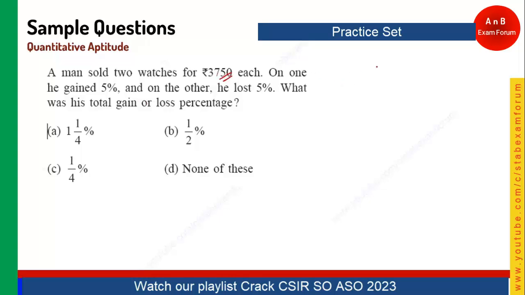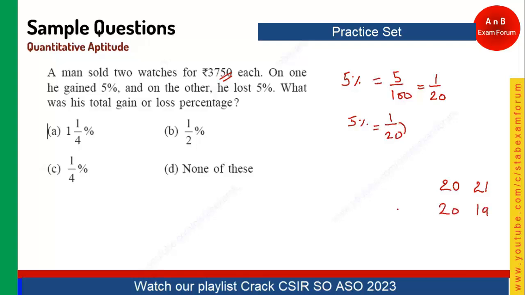As you know, it has gained 5%. What is 5%? 5 by 100. 5 by 100 means how much? 1 by 20. So it has gained means, let me write here, if it has 20 rupees, after gaining 5% it will become 21 rupees. Similarly if it lost 5%, it will again be 1 by 20, but this time 20 minus 1, 19. So if you have 20, it will become 19 after losing 5%.